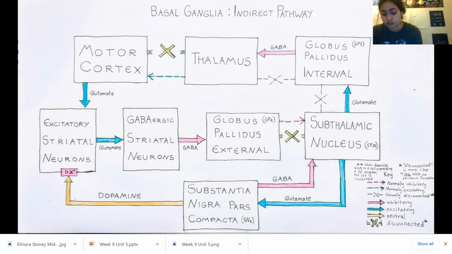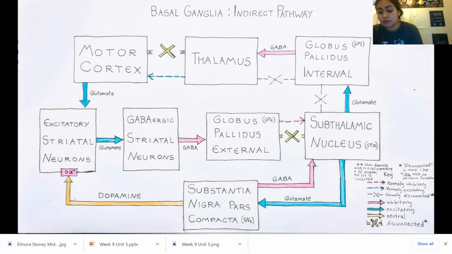And the thalamus is kind of the gate for the motor cortex. It's super important for exciting motor cortex and telling it to send excitatory signals to motor neurons, which connect to muscle cells and contract the muscles. So if the globus pallidus internal is excited, then it will super inhibit the thalamus and prevent those move signals from being sent to the motor cortex, consequently preventing movement.